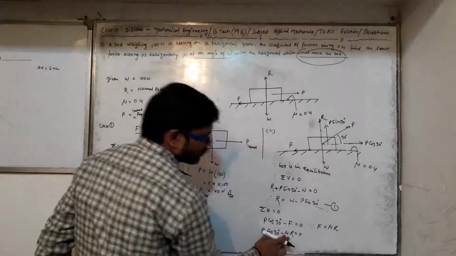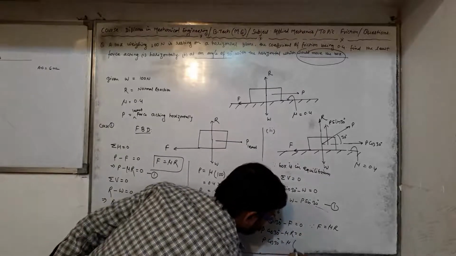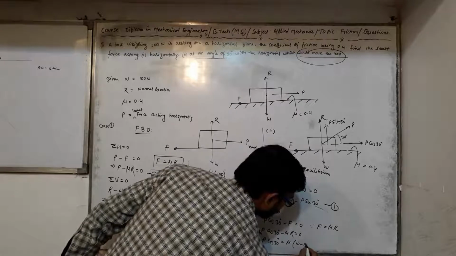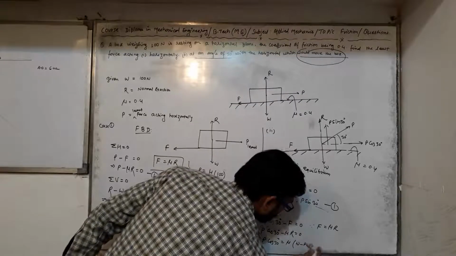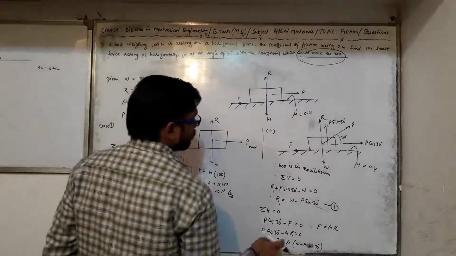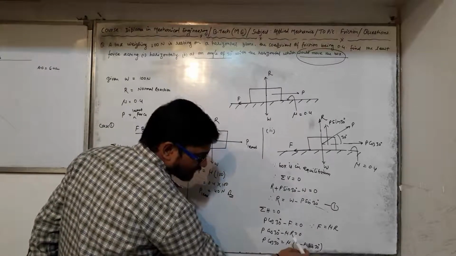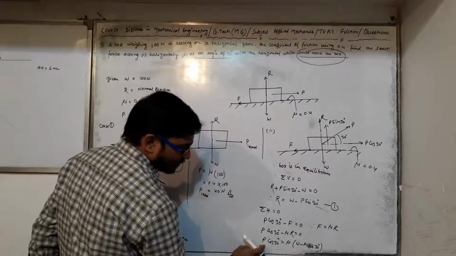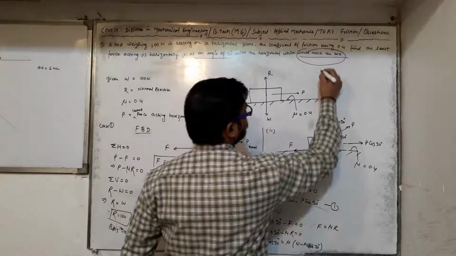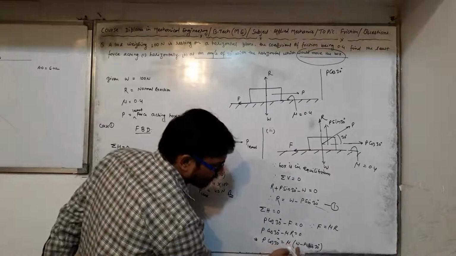If I am transposing this mu times R to the right hand side, then P cos 30 degree is equal to mu times R. Taking the R value from equation 1, it is W minus P sine 30 degree. Now we have to find the value of P. Here one P term is on the right hand side and one P term is on the left hand side. If I am arranging all these, then we get P cos 30 degree equals mu into W.